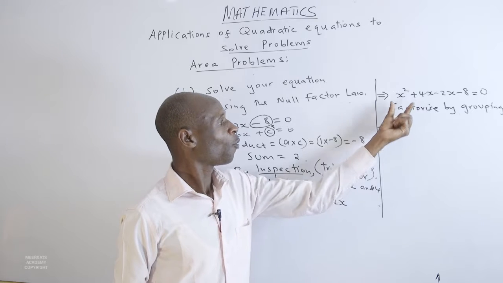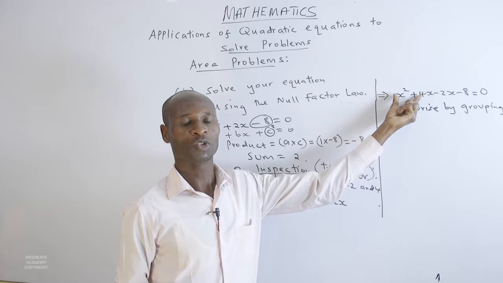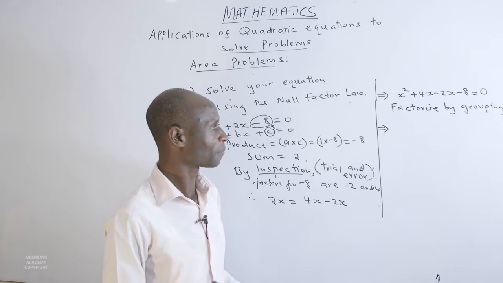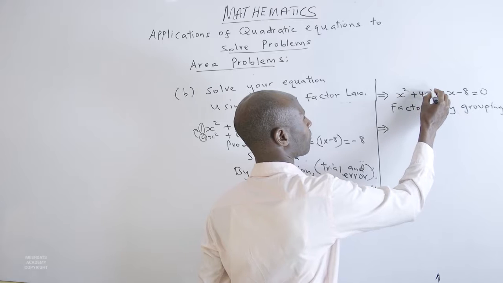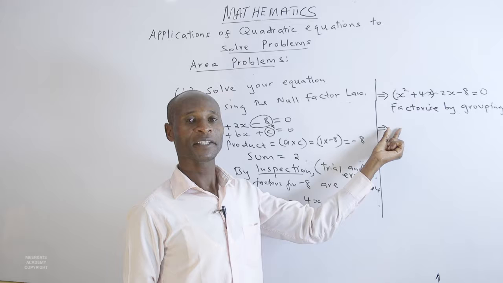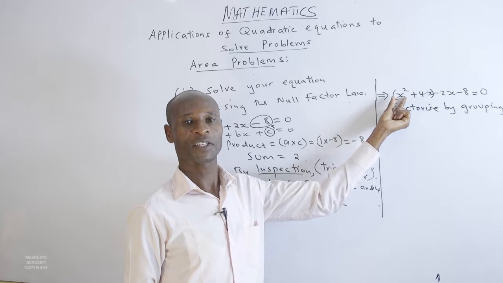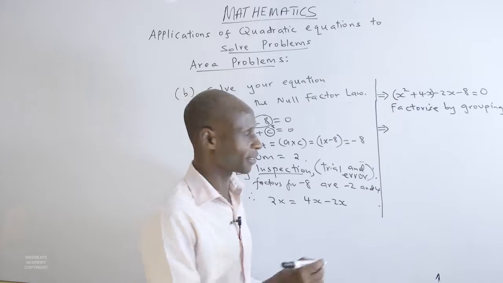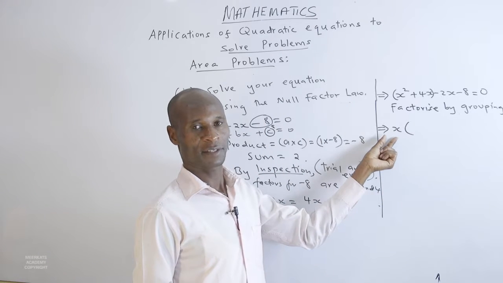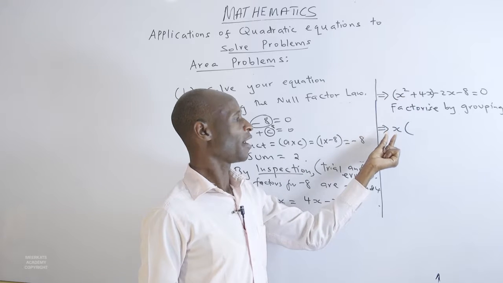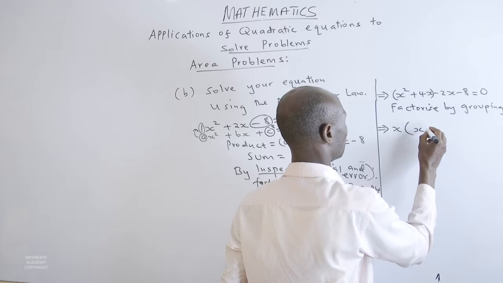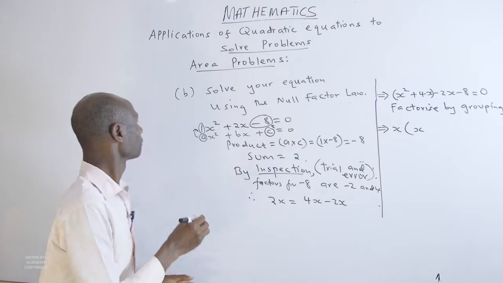Now class, what is the common factor between the first term, x squared, and 4x? I believe you have discovered that the common factor between x squared and 4x is x. We factorize x. We take x squared divided by x, the result is x. How?